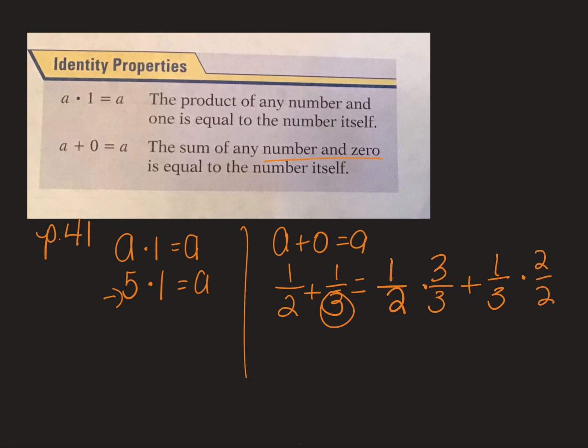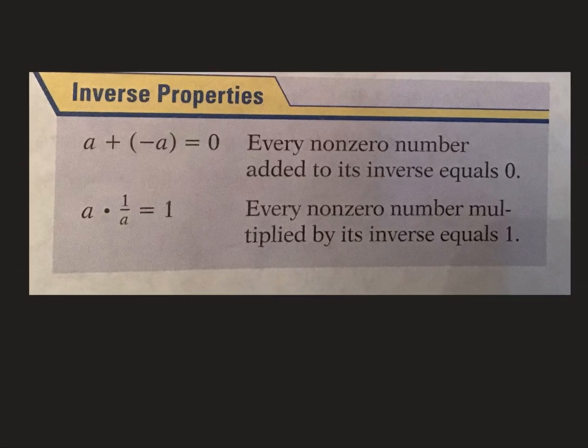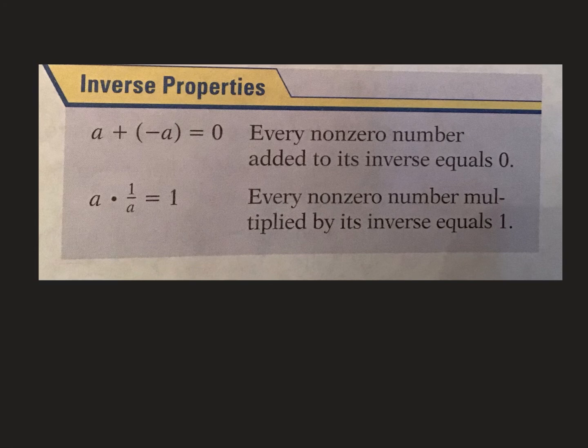And then you're going to do 1/3 times 2/2, which equals 3/6 plus 2/6, which when you simplify, you get 5/6. So in this case, you'll probably see less of it right now in the fraction form, but you will have that, so you do need to keep that in mind. But there we go. The inverse property here is on page 41.